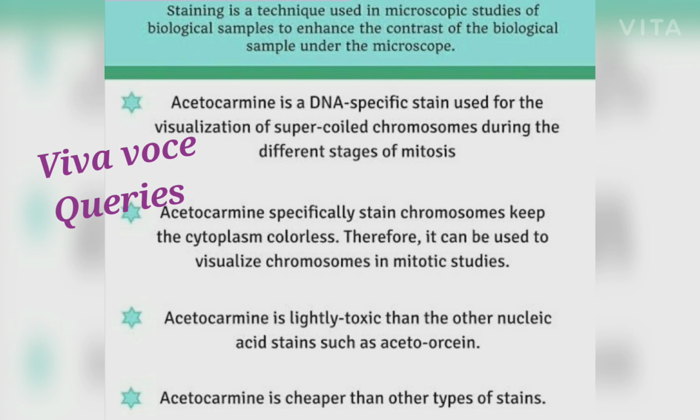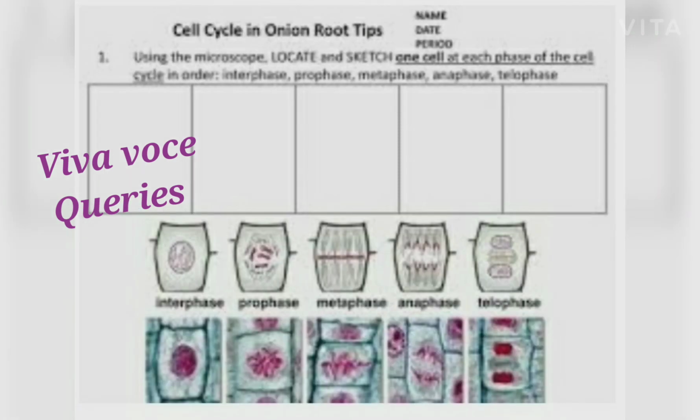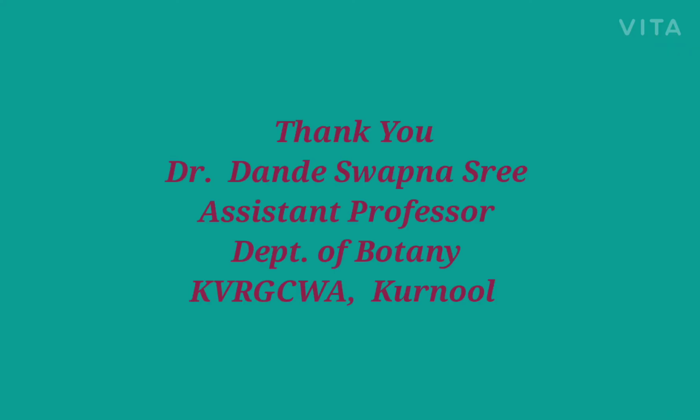And now coming to the viva voce questions: acetocarmine is a DNA-specific stain which is used for identification of chromosomes, and they will ask you to identify one of the stages of mitosis, and you have to locate and sketch one cell of each phase in a sequence. So today we discussed the identification of all the different phases using the squash technique.